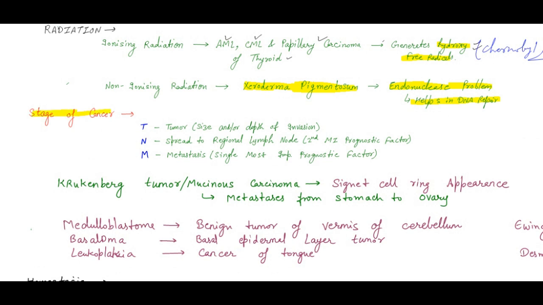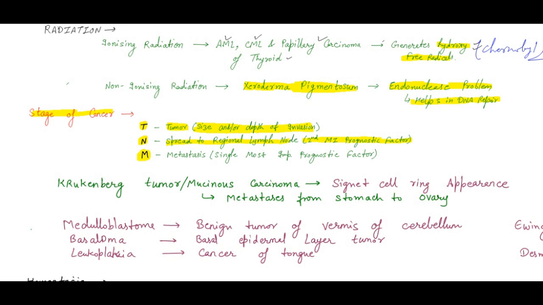What three stages? First we have the T. T means there is a formation of the tumor, size and depth of invasion. Then second we have N. N means spread to the regional lymph nodes. TNM. That is the second most important prognostic factor.